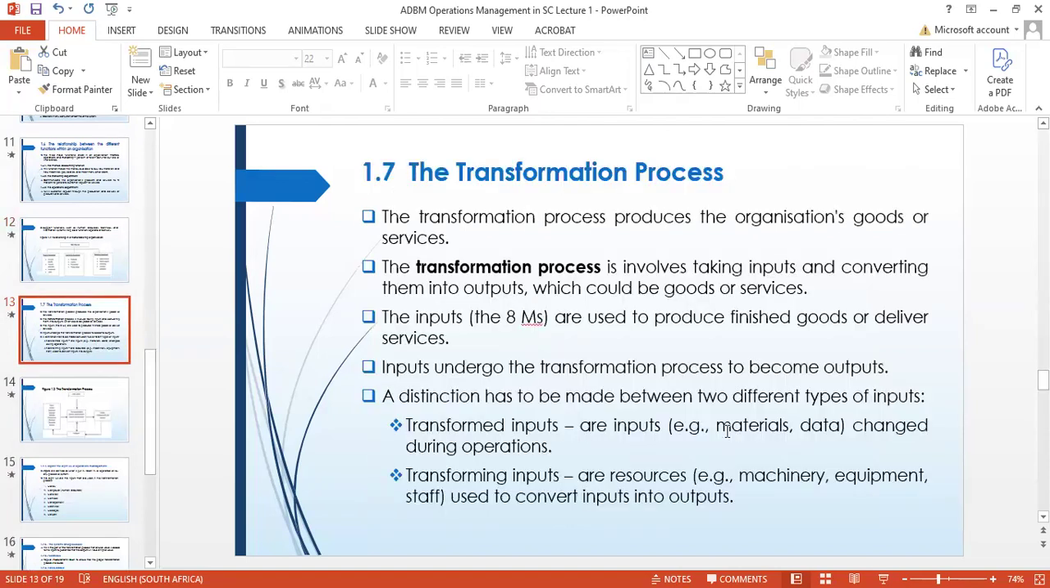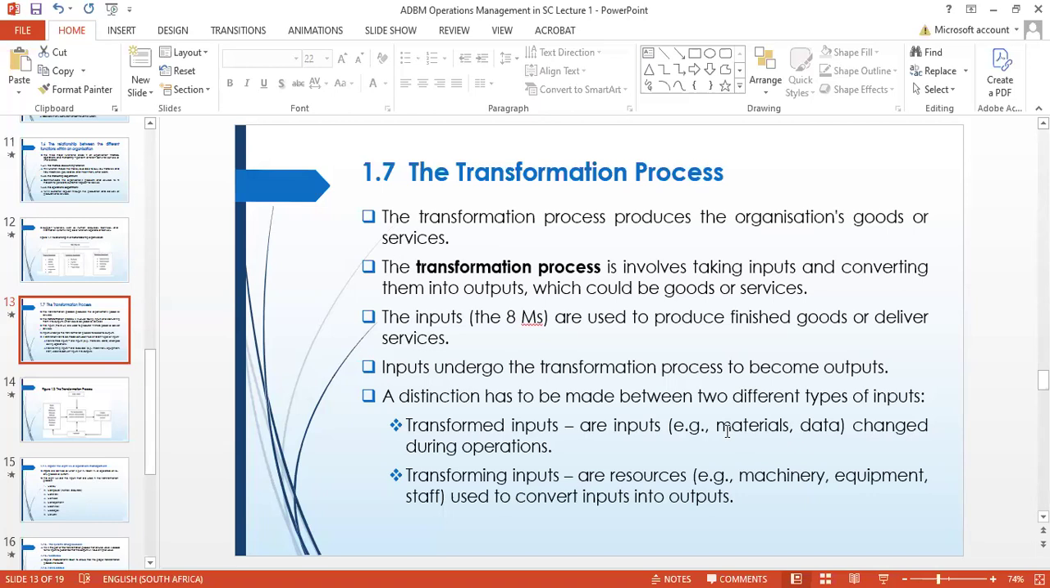Now, let's look at the transformation process. The transformation process is the one that produces the goods that we see, the one that delivers the services that you use. So, in the transformation process, inputs are taken into a process. And then those inputs are converted to come up with an output. This output can be a product that you can go and buy, or it can be a service that you can go and use.